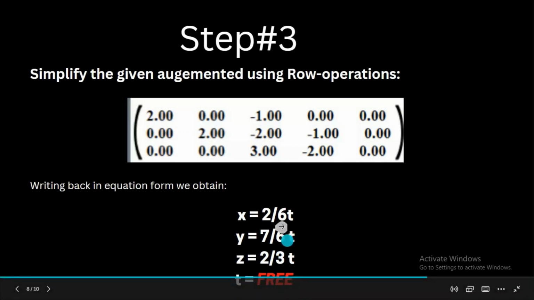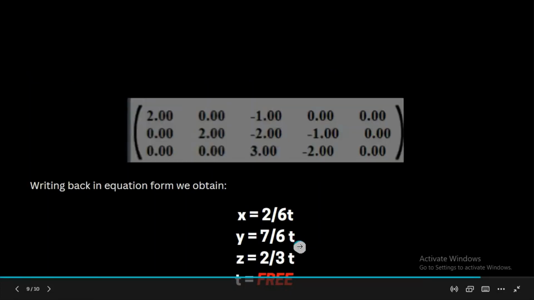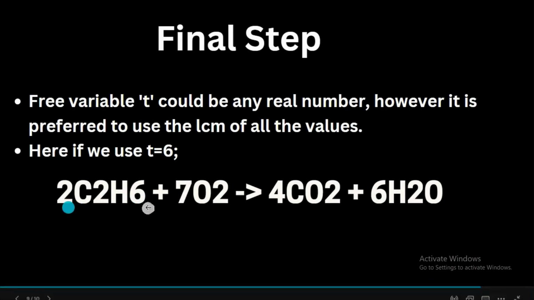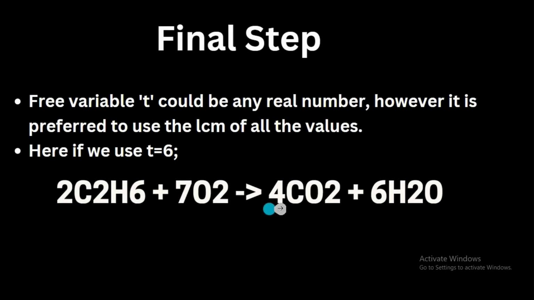So I've used 6. I plug 6 in place of t, and I get some equation which is some values, which is I get x equals to 2, then y equals to 7, and z equals to 4, and t equals to 6, which was there. So this is, I formed a balanced equation. So I think this is all for this basic example.